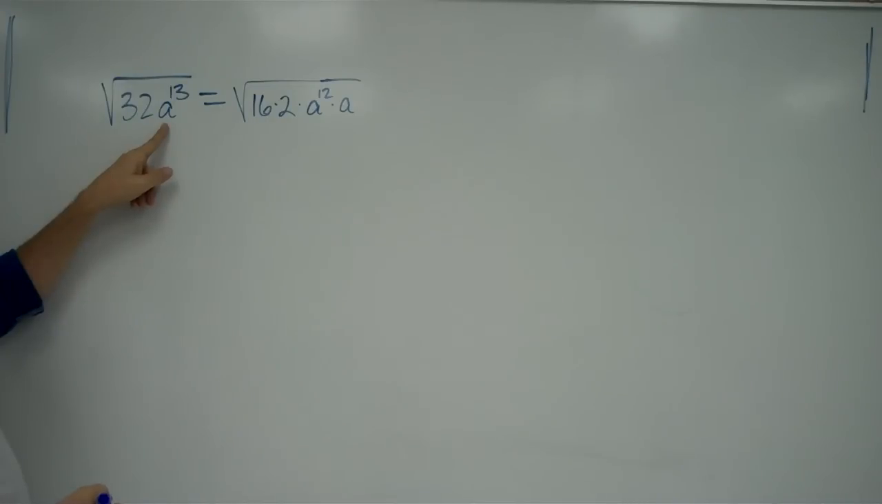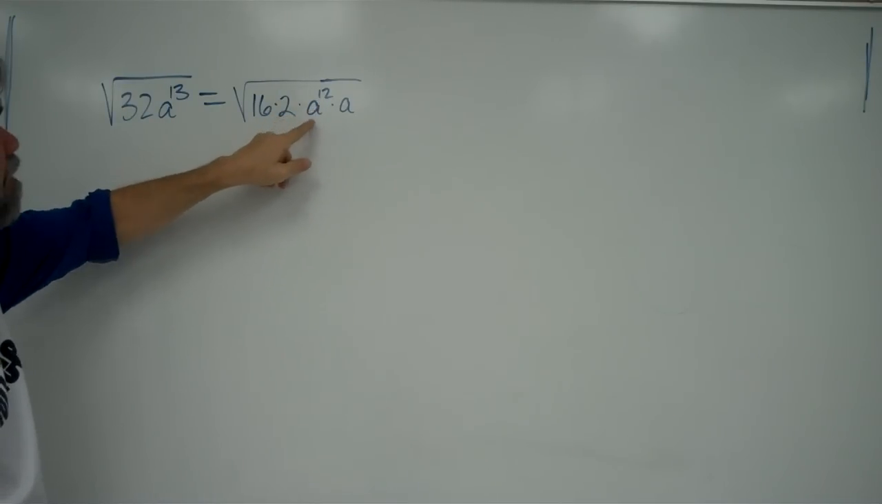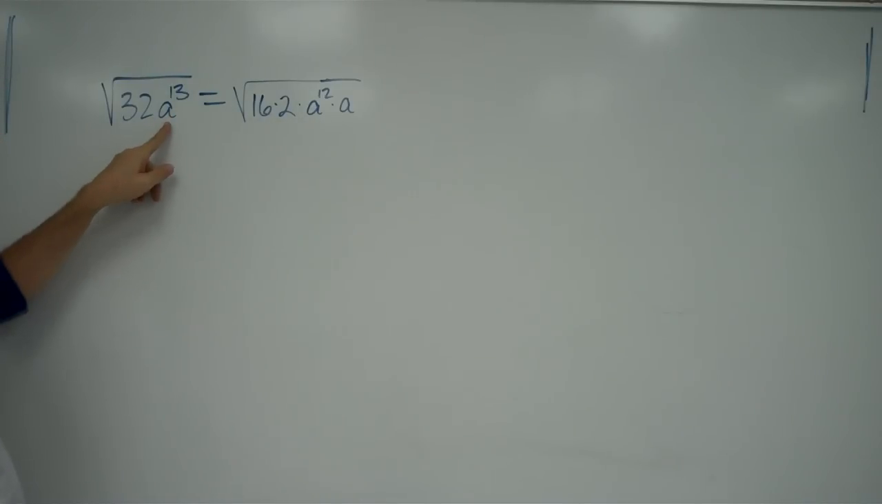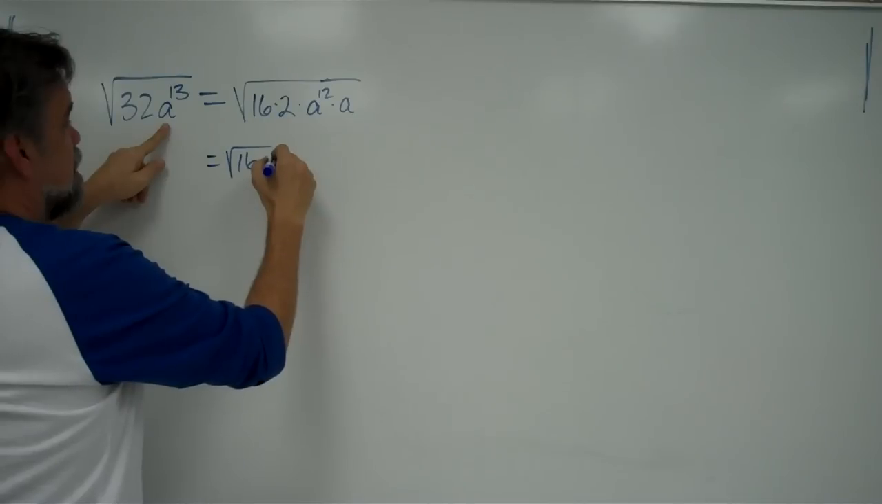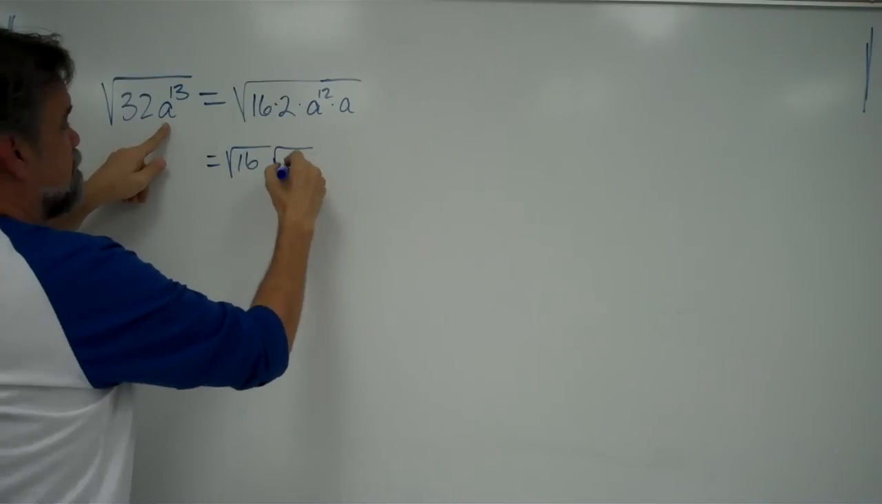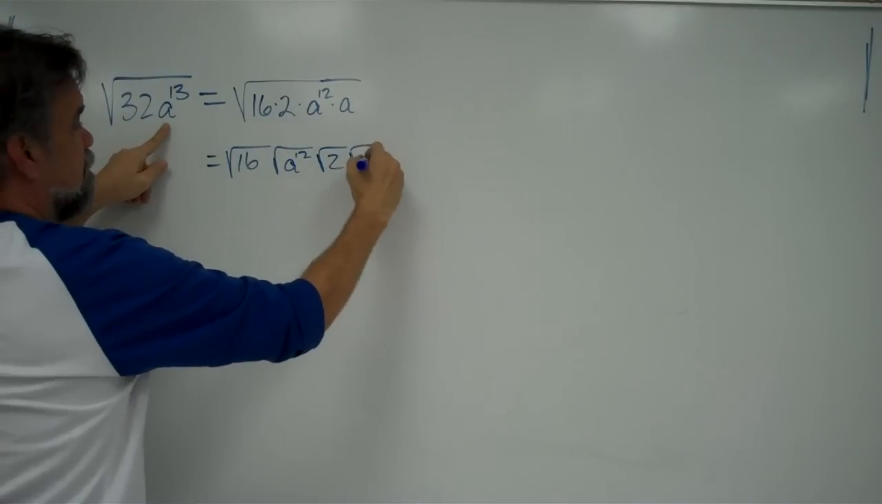Okay? Now, why did I do that? Because a to the 12th has an even exponent, which makes it a perfect square, and it's the largest perfect square that goes into a to the 13th. So this is the square root of 16 times the square root of a to the 12th times the square root of 2 times the square root of a.